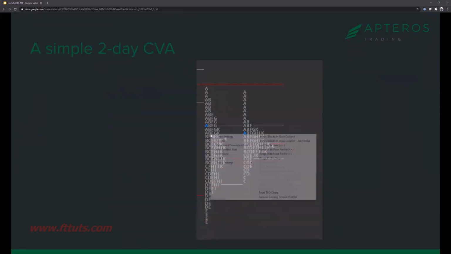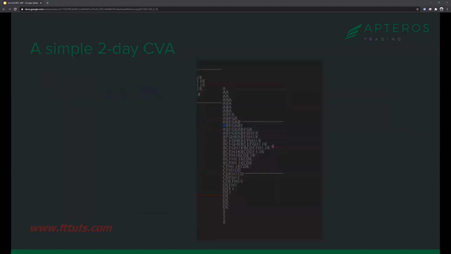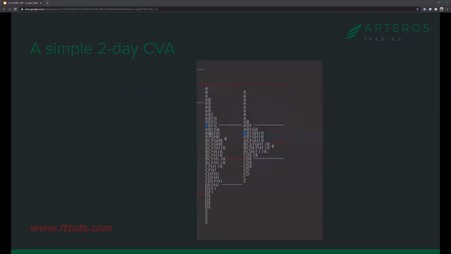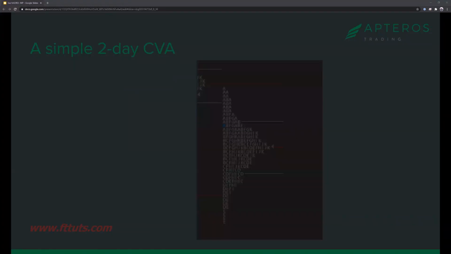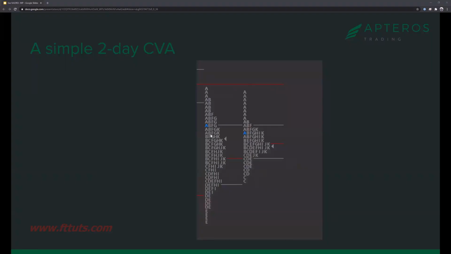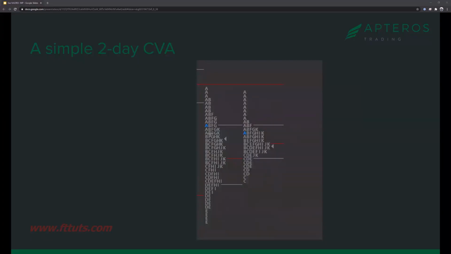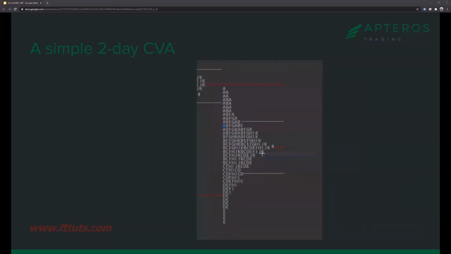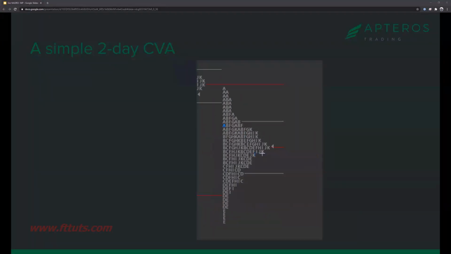Simple 2-day CVA. I right click. This is going to keep repeating. It's like a little GIF. I right click on the first day and hit merge with next. And there you go. There's a 2-day CVA. I could have right-clicked on the one on the right and hit merge with prior, but that's not the way I've chosen to do it. I always like to think left to right and work in that direction.